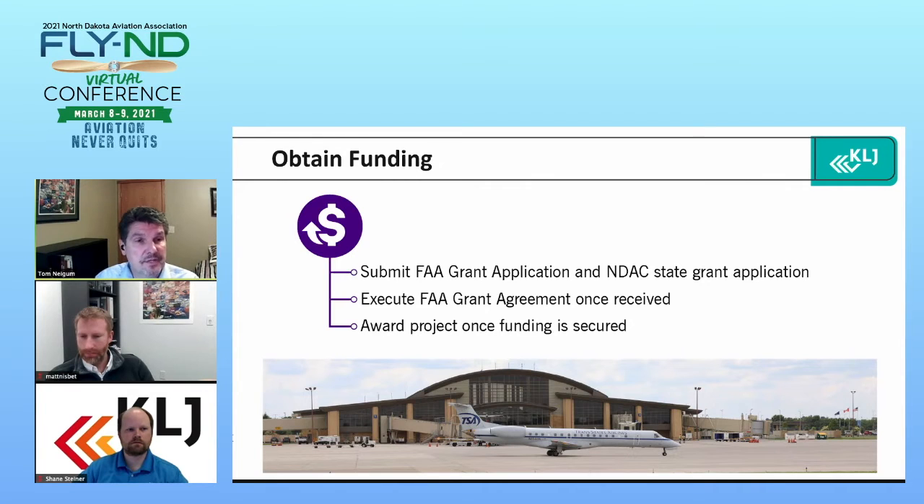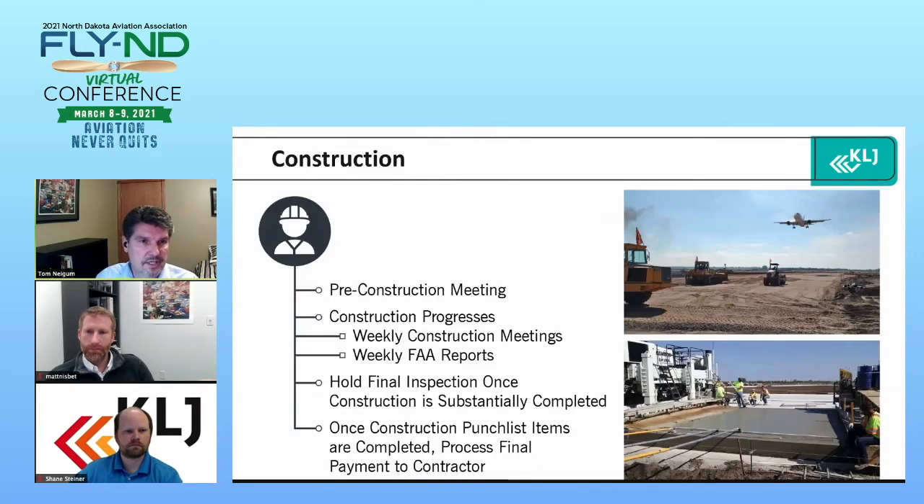And then once you receive the FAA grant agreement, execute that. I believe those are electronic now, so you'll be executing that electronically. That does involve your attorney's review and signature as well. And then award the project once funding is secured. So once we have that in place, we'll award the project to the contractor and then proceed with construction. So we've got everything in place now.